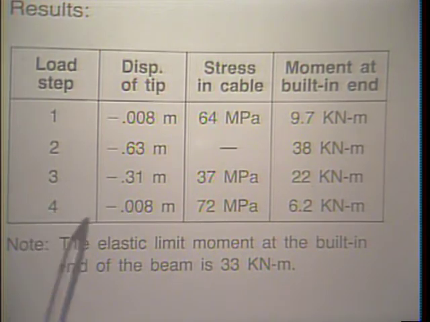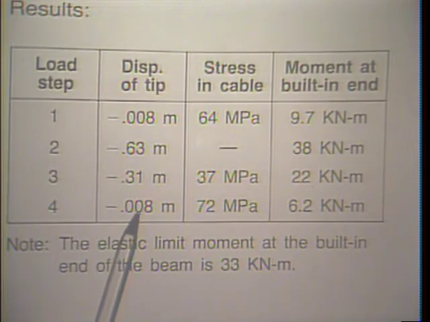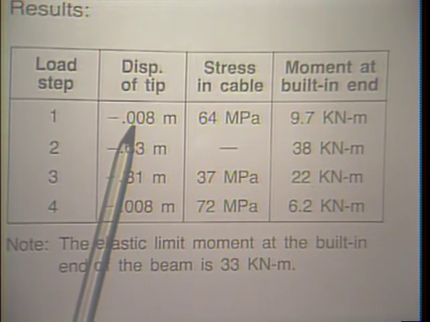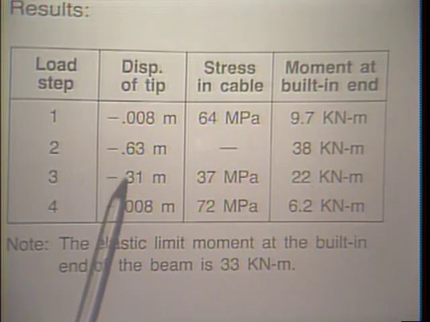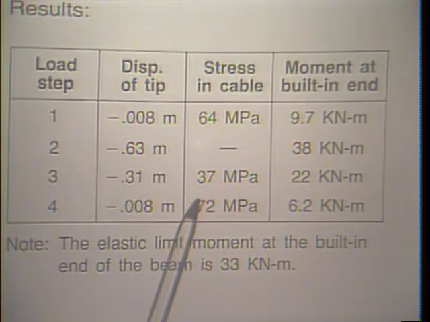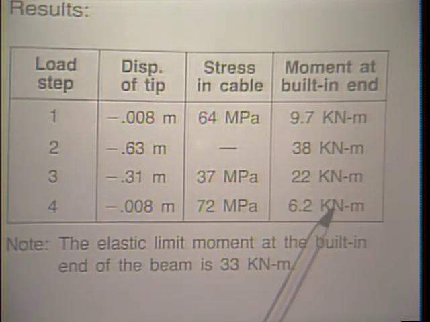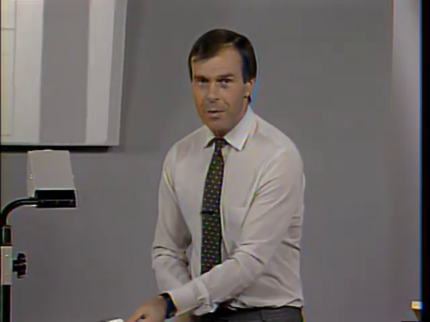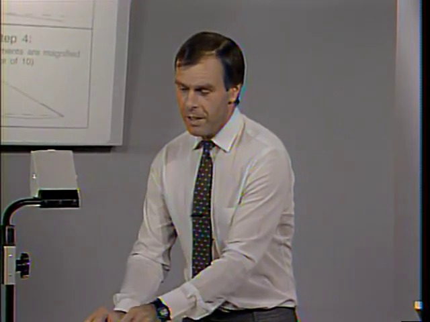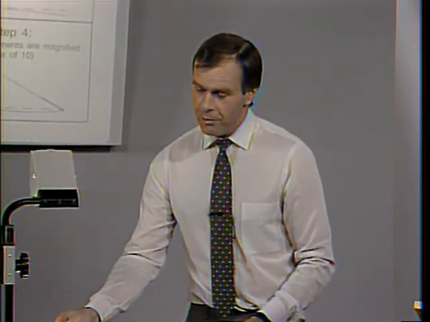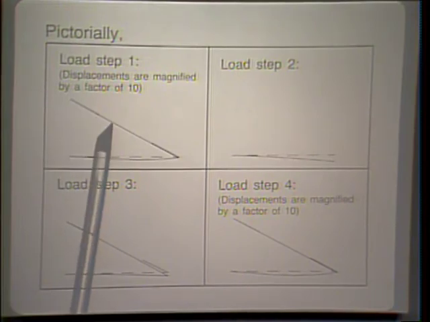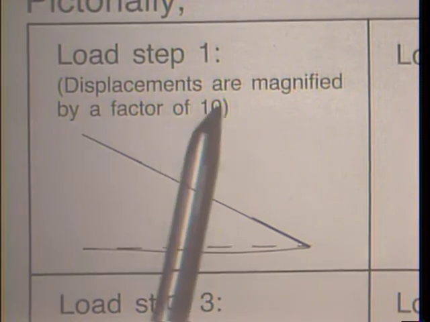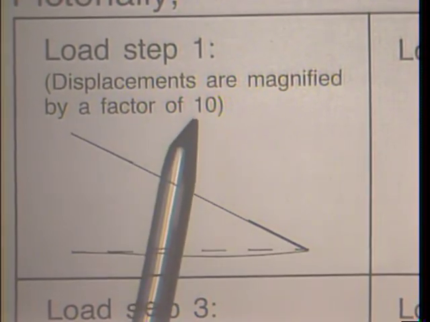And in the final load step, we tighten the cable enough to get back to the displacement that the cantilever had at its tip originally. Same numbers here, and the stress in the cable is given here, and the moment at the built-in end of the cantilever is given here. The last graph here shows the deformations of the structure pictorially. Here you see the deformations at load step 1. Here's a beam, here's a cable. Notice that these displacements are magnified by a factor of 10.